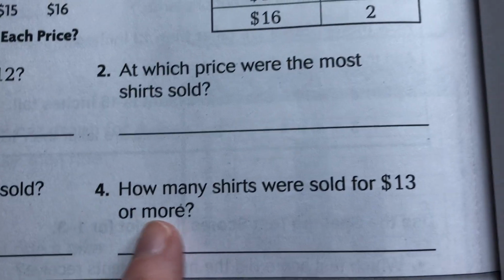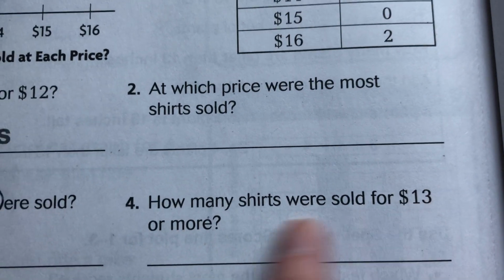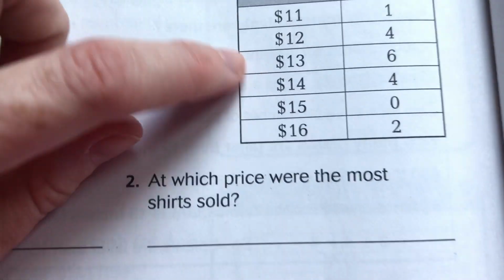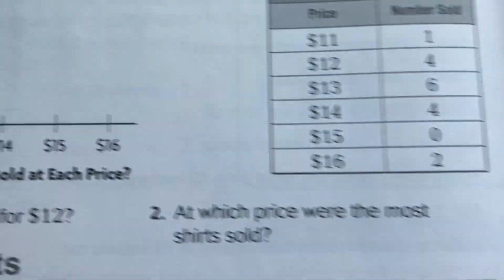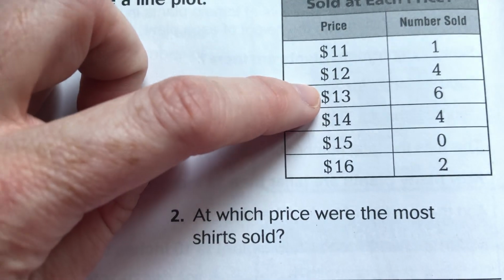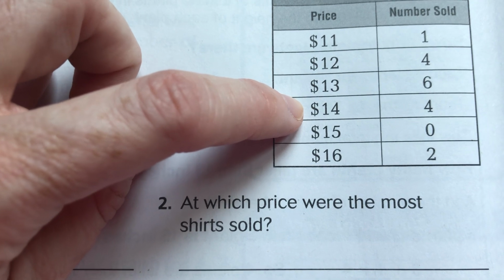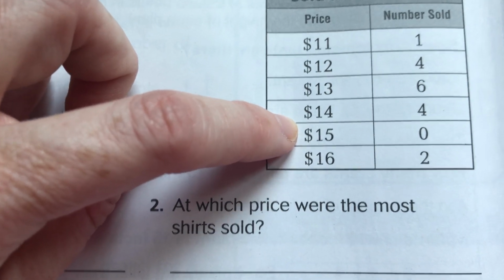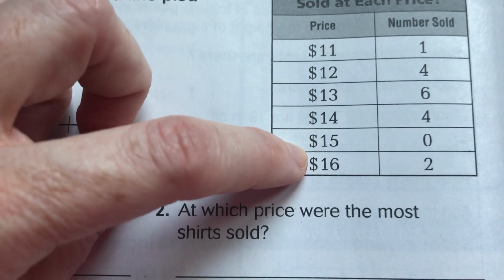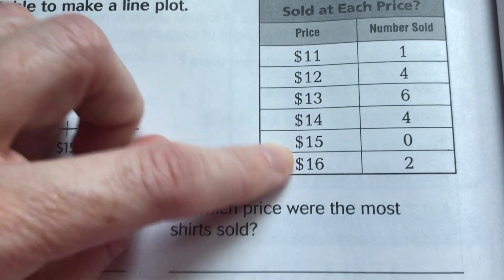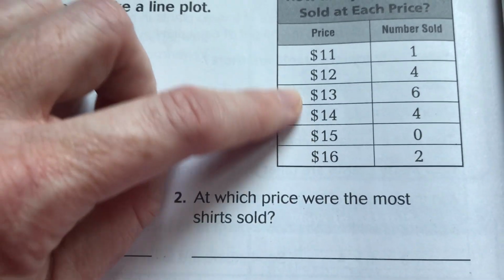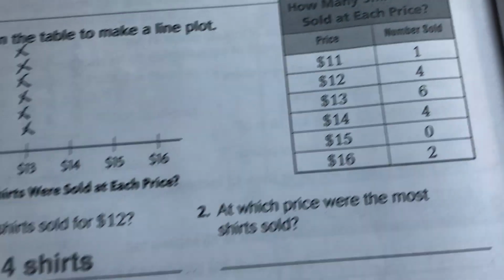Number 4, how many shirts were sold for $13 or more? So when we're talking about 13 or more, you need to count in how many shirts were sold for $13, how many shirts were sold for $14, how many shirts were sold for $15, and how many shirts were sold for $16. You're going to have to find the total of those 4 numbers.